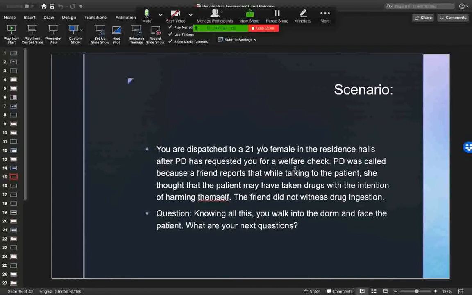All right, so we'll go over another scenario. It's very similar to what we just did. You are dispatched to a 21-year-old female in the residence halls after PD has requested you for a welfare check. The police department called because a friend, after talking to the patient, thought that the patient may have taken drugs with the intention of harming themselves. The friend did not witness the drug ingestion. Knowing this, you walk into the dorm and face the patient. What's your next question? What are we going to do?